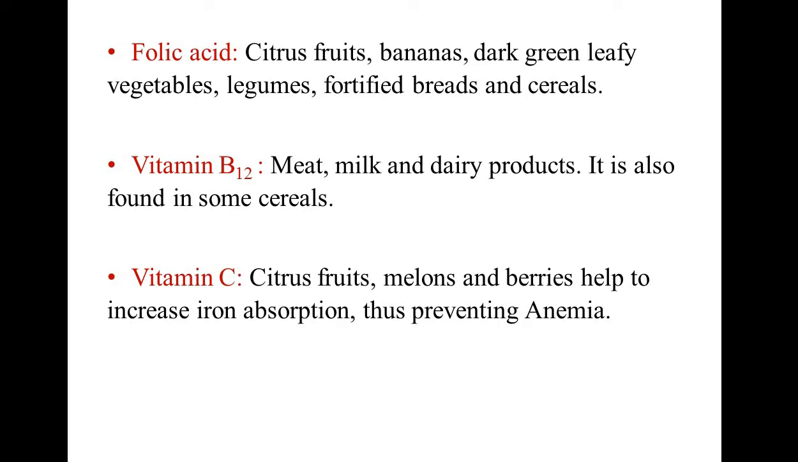Next is vitamin C, which is present in citrus fruits, melons like watermelon, and berries, which help to increase the iron absorption in the intestine and thus prevent anemia.